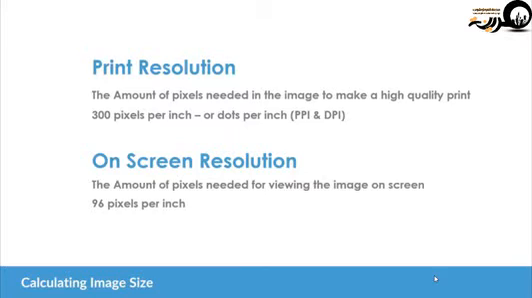The amount of pixels that you need for viewing on screen is a lot less. It's only 96 pixels per inch. Now it ranges from about 72 to 96 pixels per inch. Okay, so it's a lot less. Now, if you were to try and print off a photograph with only 96 pixels per inch, you're going to have a very low quality print. Dave, you're asking what about the metric system? Don't worry, I'll speak about that as well. You can do it through centimeters as well if you wish.